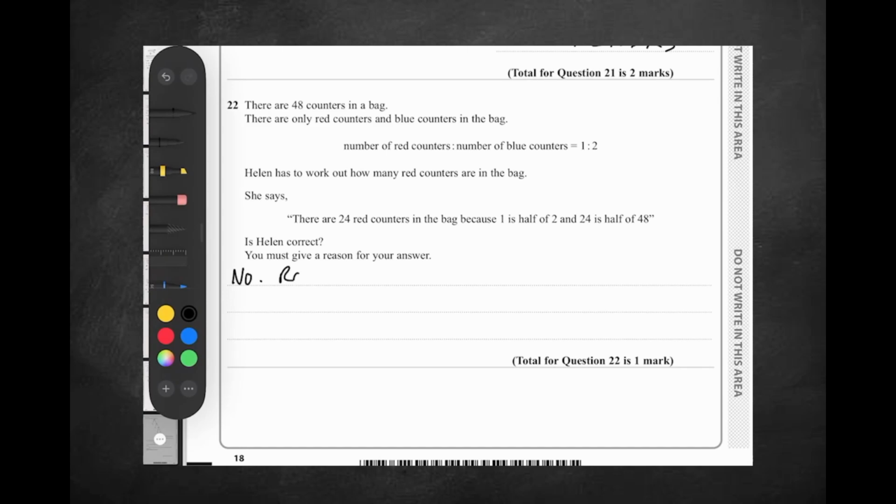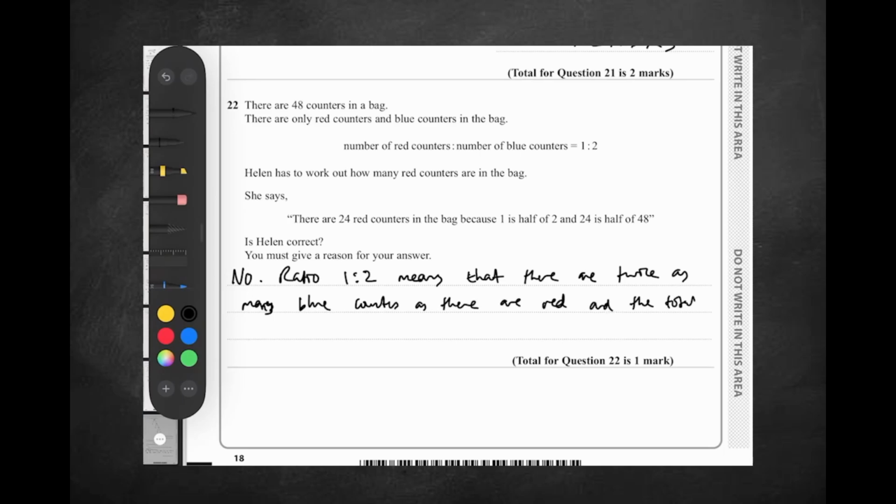So the ratio 1 to 2 means that there are twice as many blue counters as there are red, and the total of the bag for both colours combined is 48. So it must be 16 red, and 32 blue.